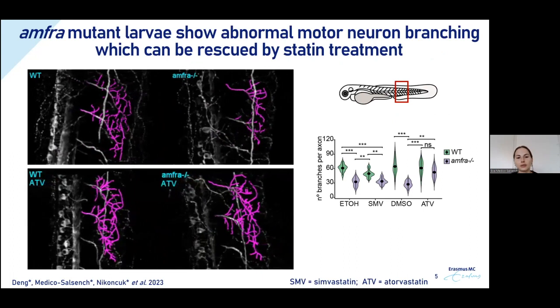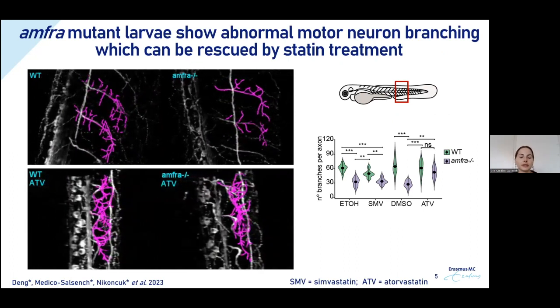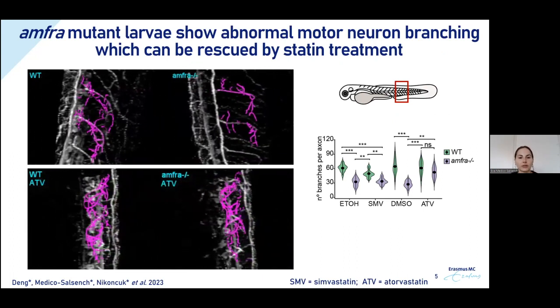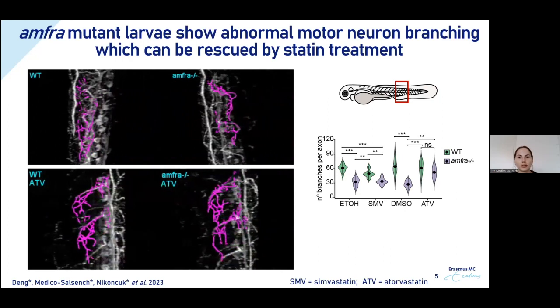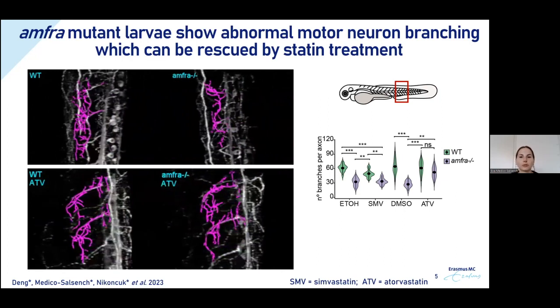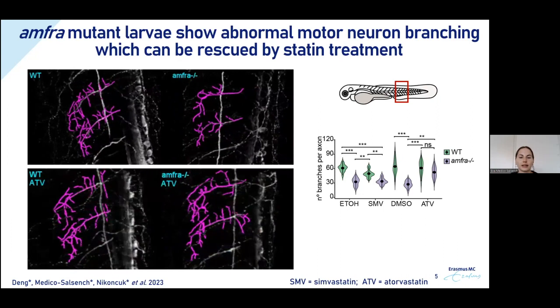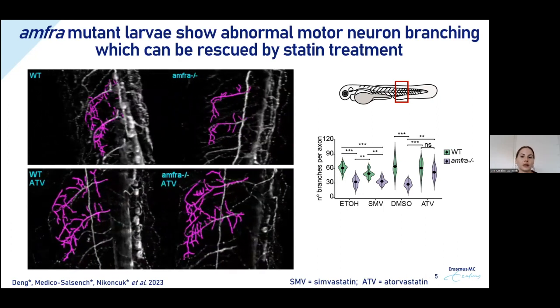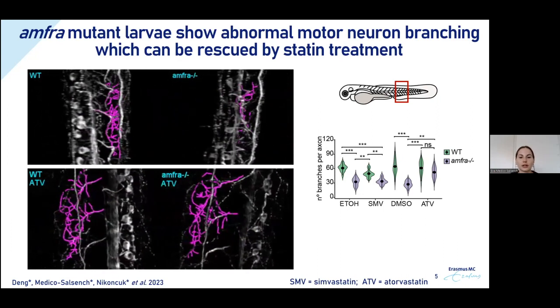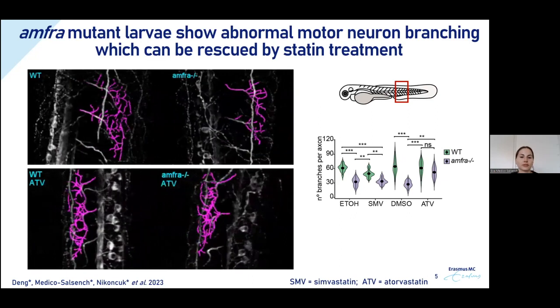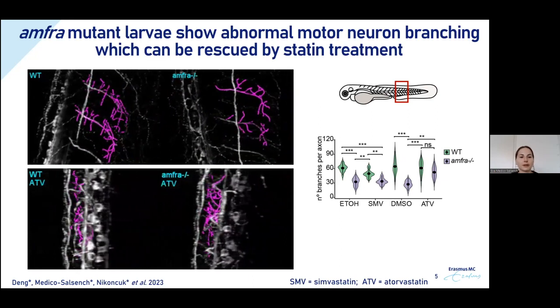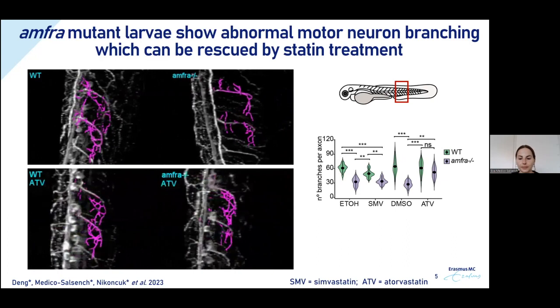Additionally, we decided to treat our larvae with statins, cholesterol-lowering drugs, to see if we could rescue the phenotype. And indeed, after we treated our larvae with statins, such as atorvastatin, we saw that the neuronal branching phenotype was rescued, and those larvae had a normal morphology.